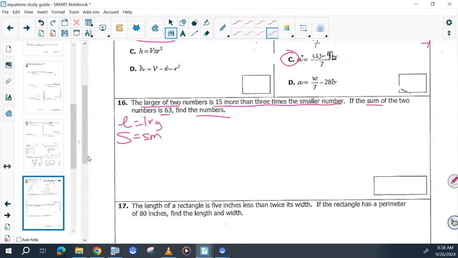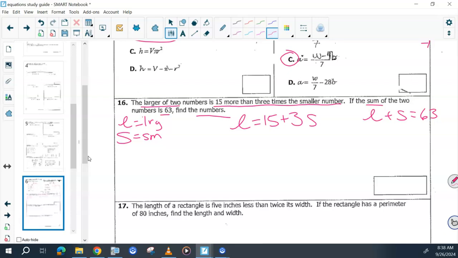So the first part is talking about the larger. The larger of the two numbers is, so I can say L equals 15 more than 3 times the smaller number. The more than, I'm adding, so 15 plus 3 times, I'm going to multiply 3 and S. And that's my equation for the larger. Then the sum of, I'm adding the two together. So if I were to add L plus S, I would get 63.